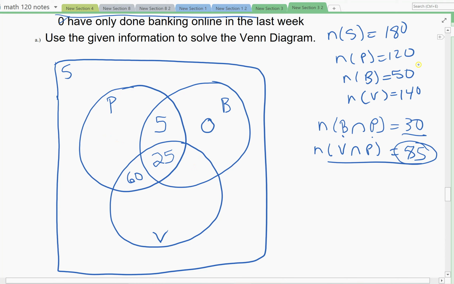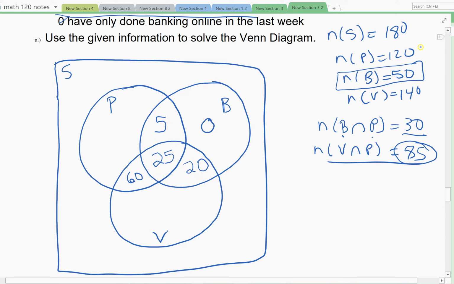Alright, so I'm going to start with my banking circle. 50 people should be in my banking circle. I've already counted 0, 5, and 25. So I've already counted 30 people. 5 and 25 is 30. Subtract that away from 50, and that means 20 should be in that wedge. Alright, 20 people banked online, watched a video online, but did not make a purchase online. And there's my 50 people. I should add up to 50 people in my banking circle.